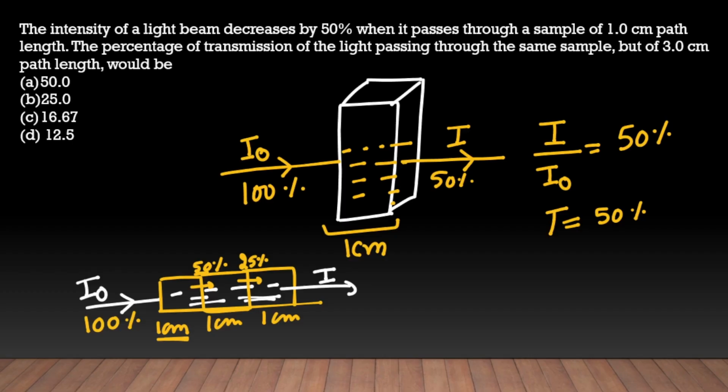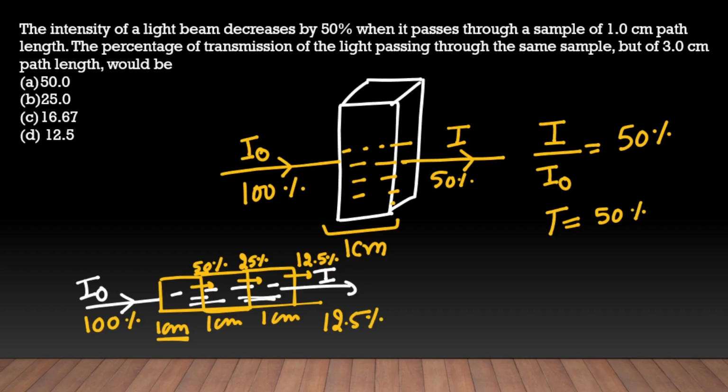Now in the third cell again a 50% decrease is going to be there after passing through the sample. So the final intensity of the light that you will be observing is still half of 25%, that is 12.5%. I hope it is clear. So the value of the light after passing through 3 centimeter path length is going to be 12.5%. This is one of the ways.